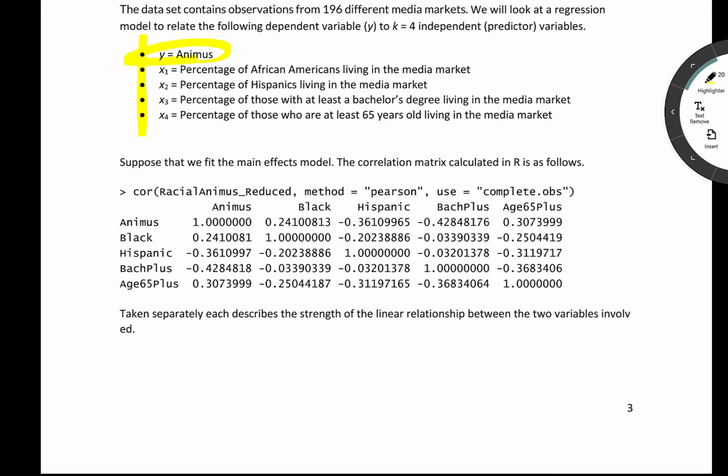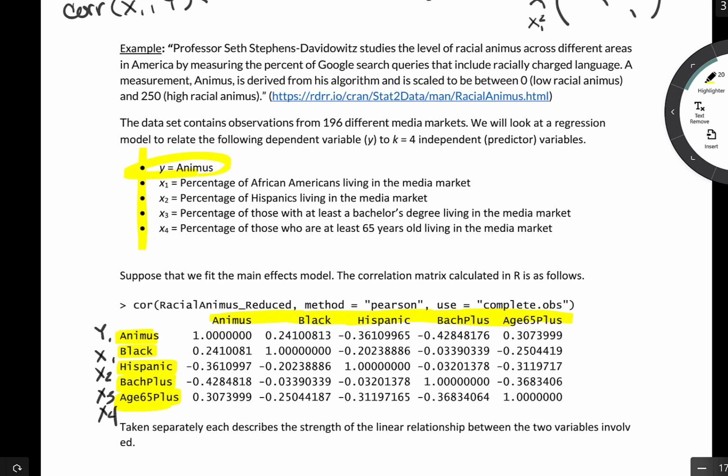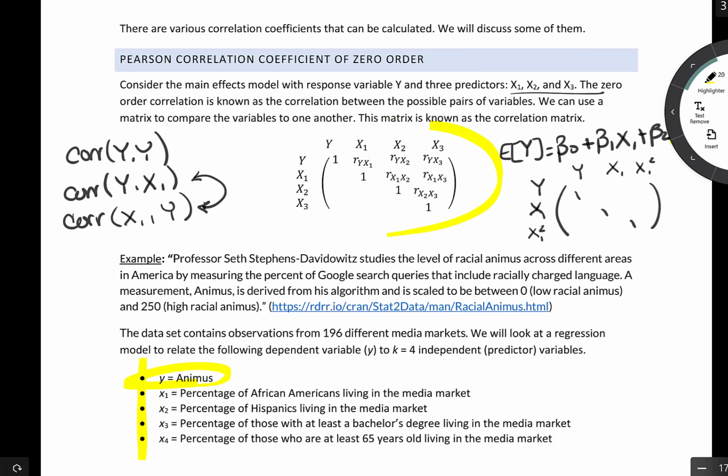The first thing that I want to look at is, notice here along the sides we have both our response variable y, which is animus, along with our different predictor variables. And if you'll notice here along the top, we have the same 5. So notice this is set up just like this matrix that we saw here.